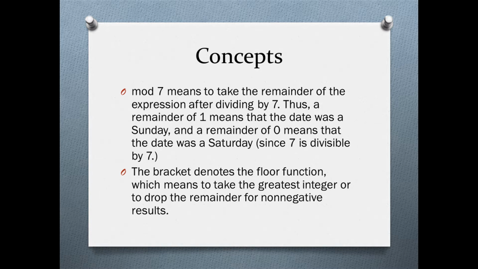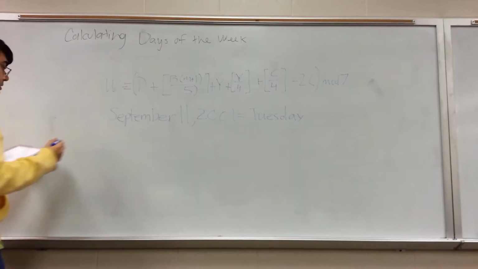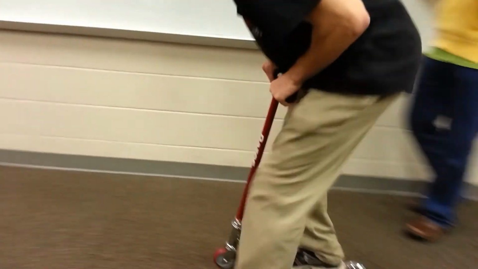Thus, a remainder of 1 means that the date was a Sunday, and a remainder of 0 means that the date was a Saturday, since 7 is divisible by 7. The bracket means to take the number without a remainder. So, for example, September 11, 2001 was a Tuesday.